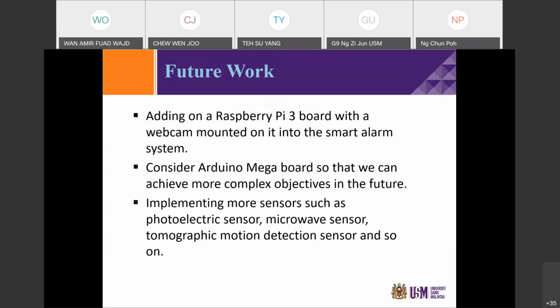Besides that, we may also consider the Arduino Mega as our microcontroller so that more complex objectives and some hardcore electronics can be applied to our system. Finally, we will also add more sensors like the photoelectric sensor, microwave sensor, tomography sensor, visual sensor, and so on. That's our presentation for today. Thank you.